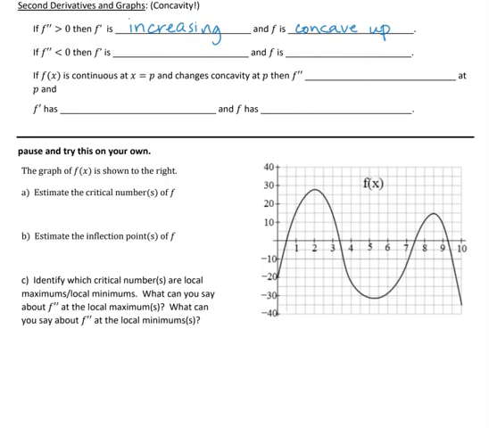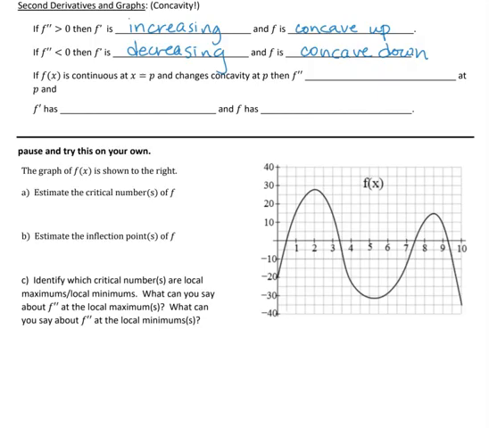If f double prime is negative, then f prime is decreasing, and f is concave down. So another way to say concave down for yourself is that the slopes of the tangent lines are decreasing. That will make a concave down shape.